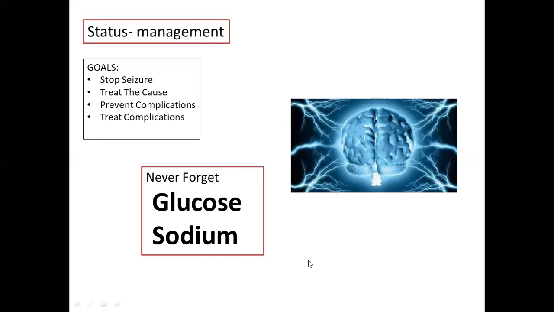Any patient coming following a status epilepticus, never forget glucose and sodium. Hypoglycemia is a cause of seizures. Sodium, mainly hyponatremia, is a cause of seizures. So there's a simple correction, and after the simple correction you can stop the seizure. Otherwise, whatever you give, if you do not correct these basic causes, the patient is not going to stop seizing, right?